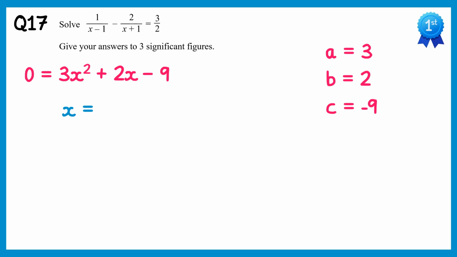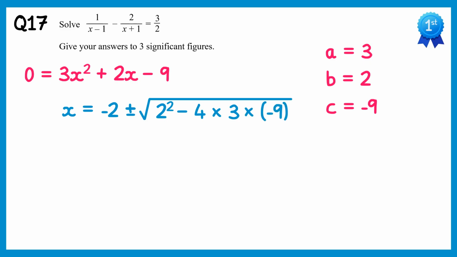We just need to substitute the values of a, b and c into it. So we've got x equals, then it's negative b, so negative b is negative 2, plus or minus the square root of, then it says b squared, and we've got b as 2, so 2 squared, minus 4, times a, which we have as 3, times c, which we have as negative 9, and then divide all of this by 2a, and since we have a as 3, 2 lots of 3 is 6.